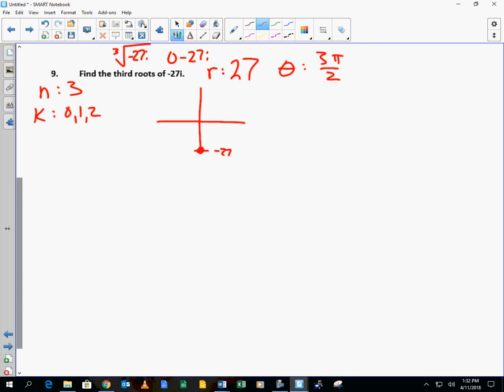Now, if you want to go through the work of the square root of a squared plus b squared, you can. Or you could just say, oh yeah, it's going to be 27 units from there. Second of all, if you want to go through the work of tangent of theta equals b divided by a, and see it's undefined, that's fine. Or you could say, oh, I'm right there. That's 3 pi over 2. Yes. A squared plus b squared.